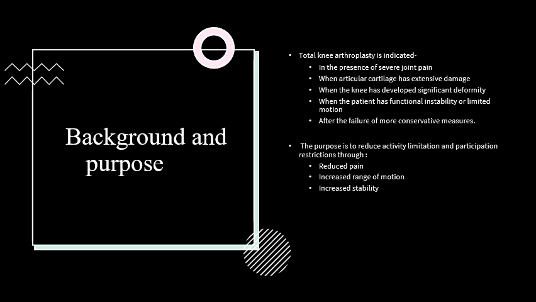It is also indicated when the patient has functional instability or limited motion, when the knee has developed significant deformity, or when articular cartilage has extensive damage. And this is another indication that this patient had over the years. Their diagnosis of osteoarthritis had caused the growth of osteophytes and caused damage to the articular cartilage.